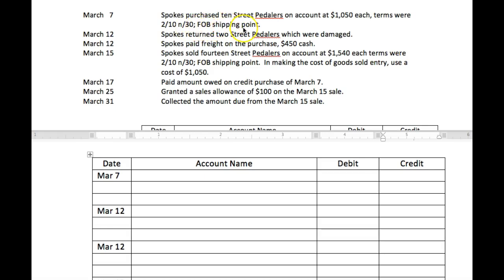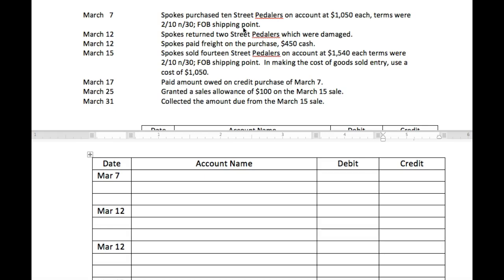Now, FOB shipping point. There are two different types of shipping terms, FOB shipping point and FOB destination. FOB stands for free on board. In this case, the shipping point refers to two things: when title transfers, and who has to pay for freight. The title of the goods transfers upon shipment, so the buyer owns them at the moment they're shipped. And under FOB shipping point, the buyer is responsible for paying the freight. So since we are Spokes and we are the buyer, we will eventually have to pay for the freight for these individual items.